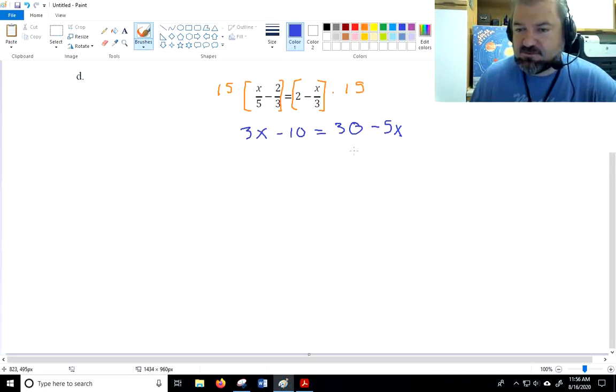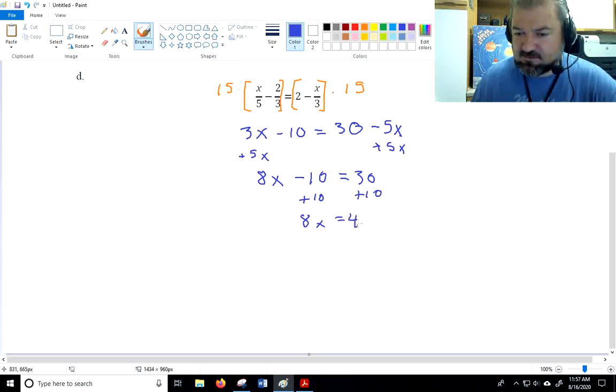All right, I am going to, I think, add 5x to both sides. And of course, there's lots of different things we could do at that moment. We could also add 10 or something like that. But I like to get the x's on one side first, just a personal habit. I'll add 10 to both sides. And I get 8x is equal to 40. I'll divide both sides now by 8. And I get x equals 5.